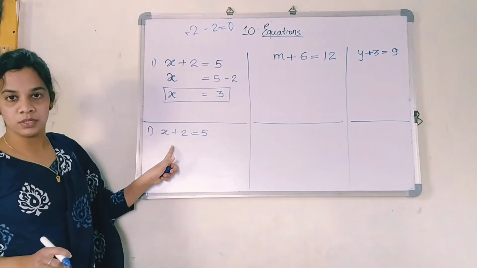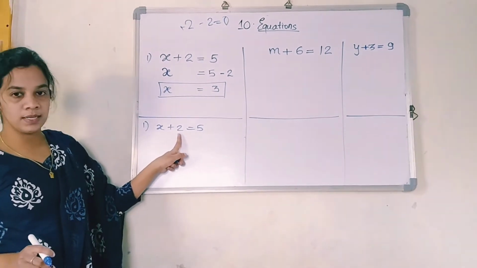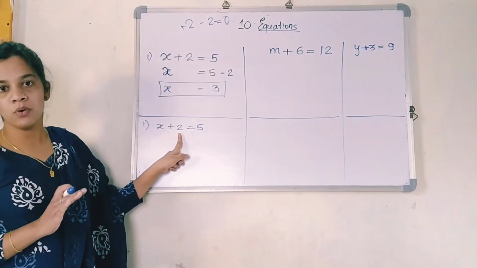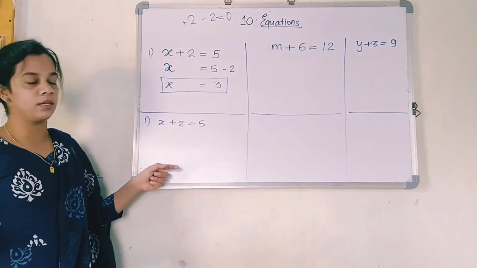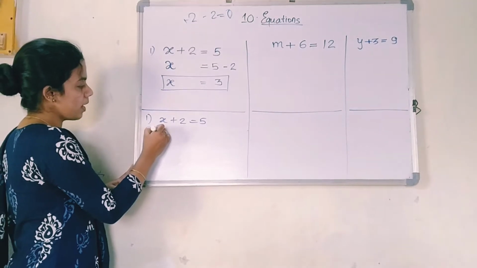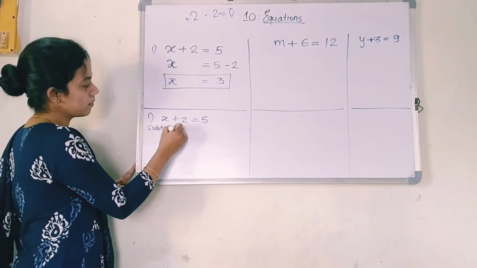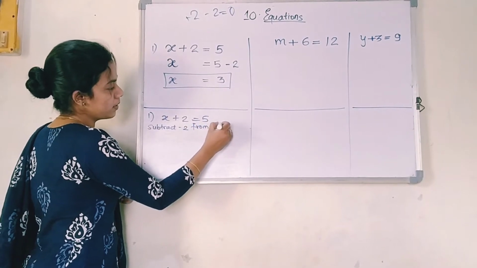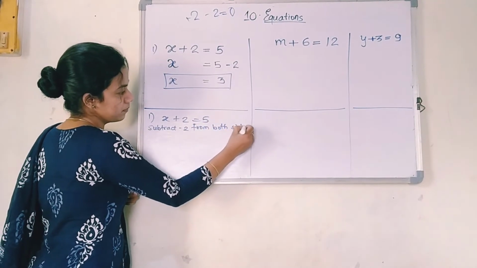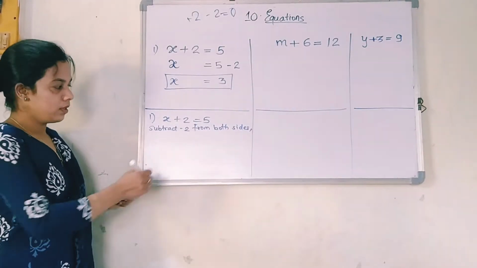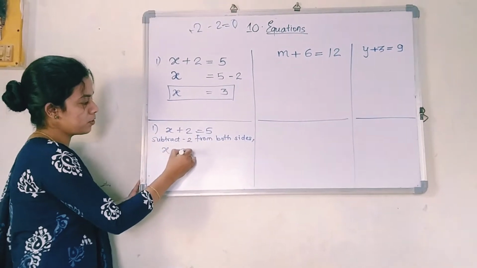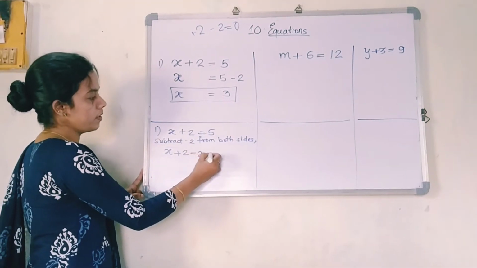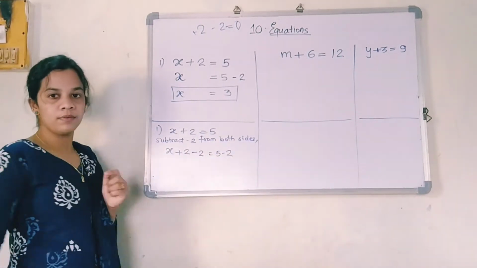Same, I am going to add 2 on both sides because I want to remove this. But now your plus sign is there. If I add plus 2, it will be addition. I don't want addition over here, again the answer will increase. So subtract minus 2 from both sides. The equation I will write as it is, x plus 2 which was present, minus 2 from both the sides. So minus 2 over here and minus 2 over here.